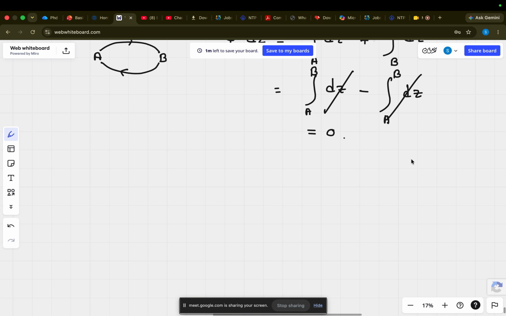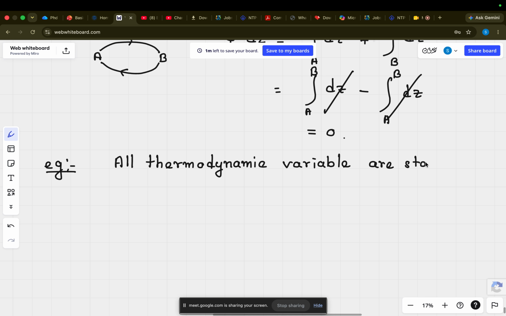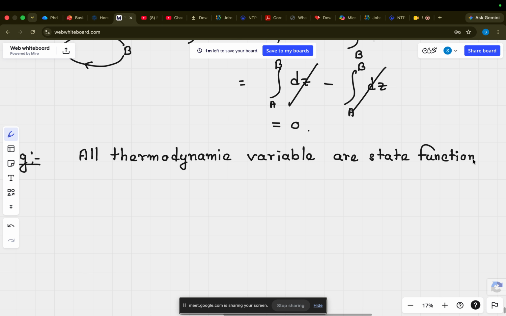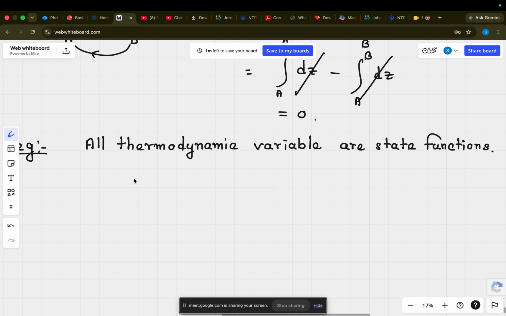Fine. Now write down an example: all thermodynamic variables are state functions. So all thermodynamic variables are what, state functions.